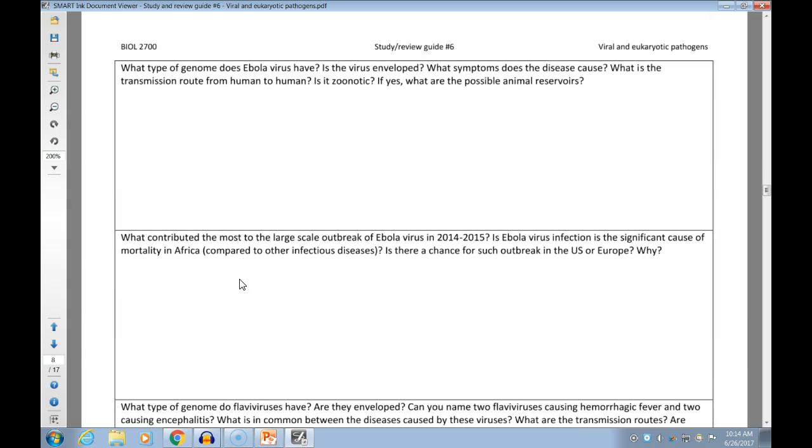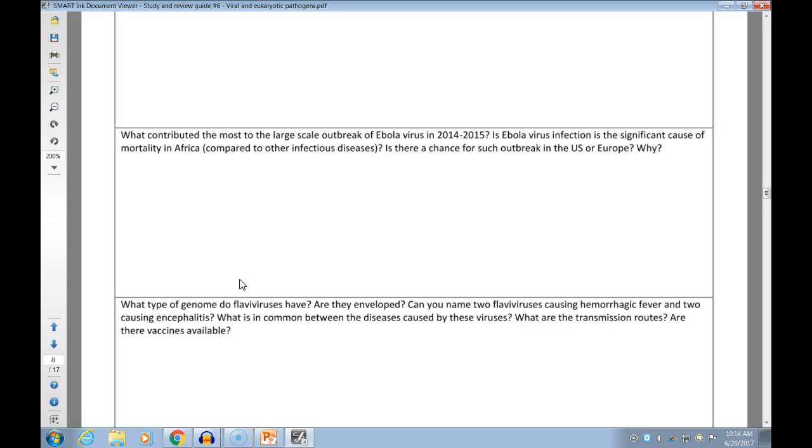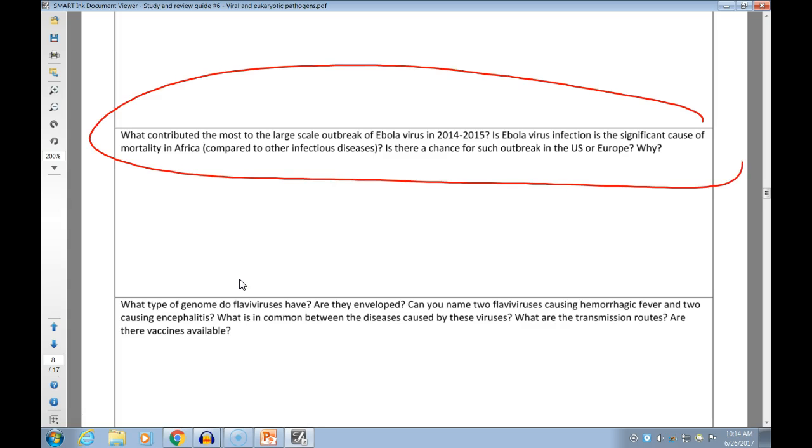Ebola virus: negative-strand RNA, enveloped. Symptoms: hemorrhagic fever. That's all I need for the symptoms. Transmission route: bodily fluids. Zoonotic, yes. Animal reservoirs possible: monkeys and bats. I'm not going to answer these questions. You know this. Okay.